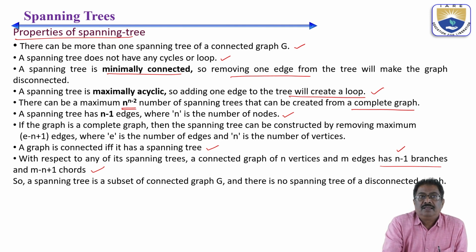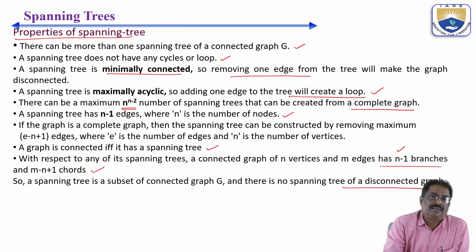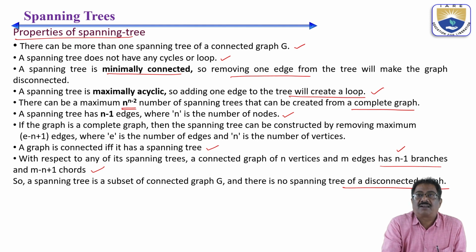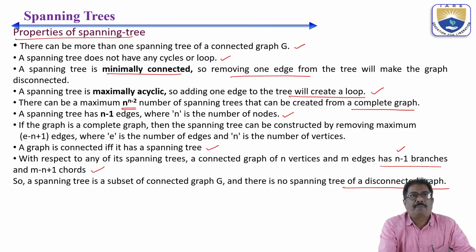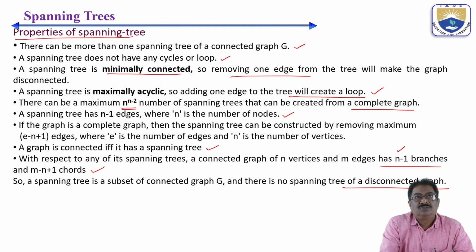Now, a spanning tree is a subset of a connected graph, and there is no spanning tree of a disconnected graph. So all the spanning trees that we are going to consider are connected. There is no disconnected graph which will become a spanning tree, because the tree is itself a connected subgraph. So these are the properties of the spanning trees. Here, once again, we are just recollecting all the properties.